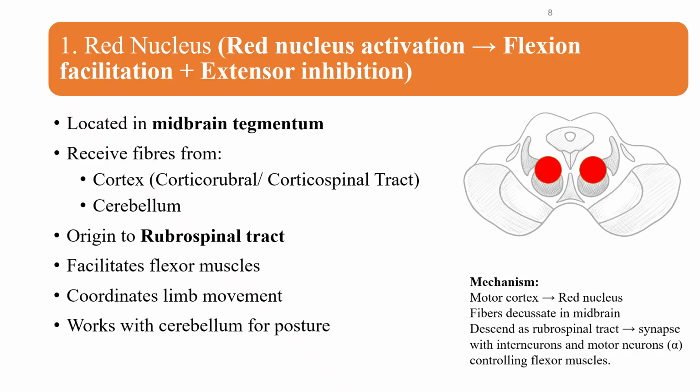So how does it work? The motor cortex sends different fibers to the red nucleus. From the red nucleus, the fibers decussate in the midbrain and then descend as the rubrospinal tract. They synapse with the interneuron and the motor neuron, and specifically they act on the alpha motor neuron to control the flexor muscle movement.